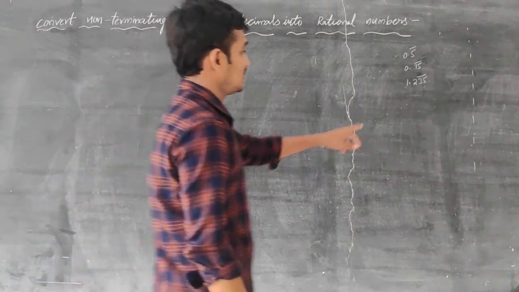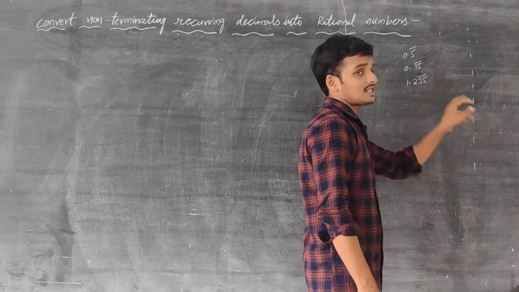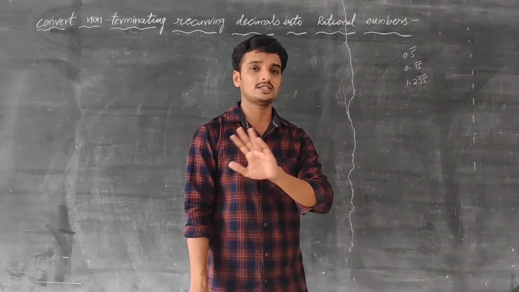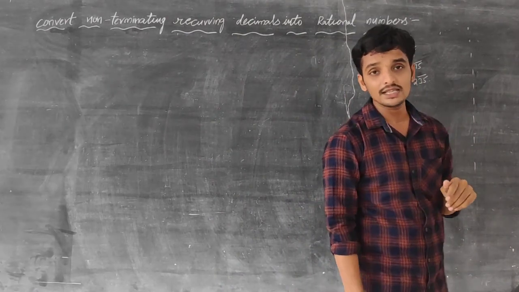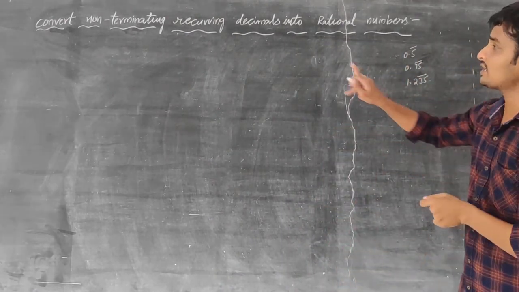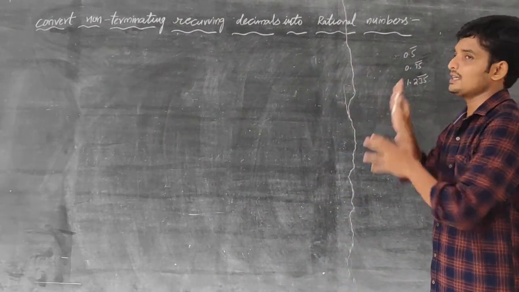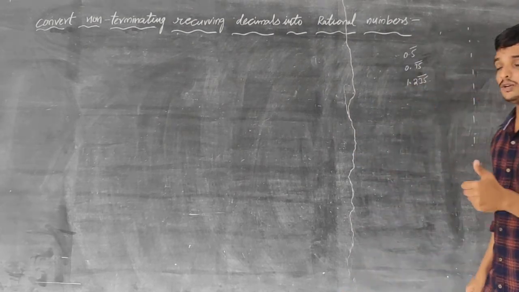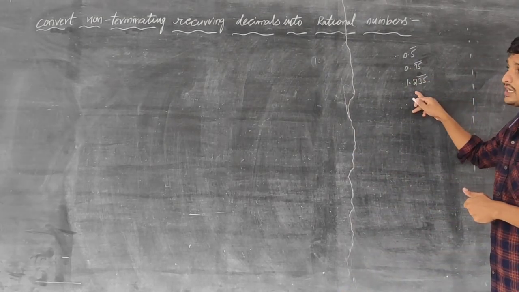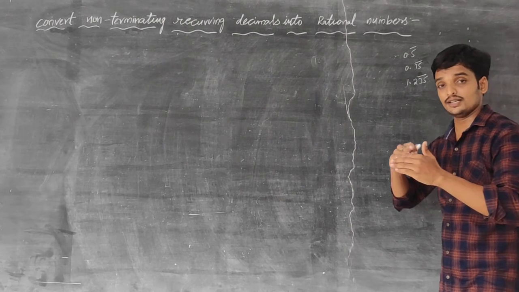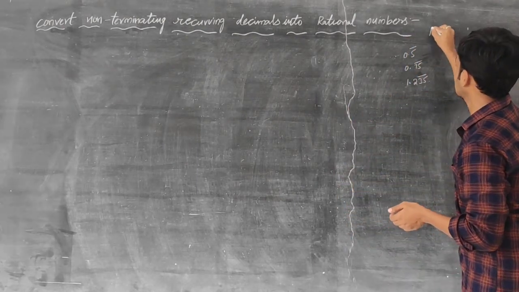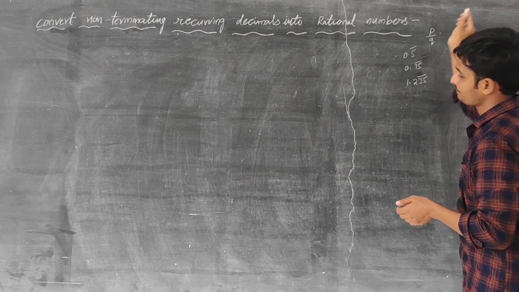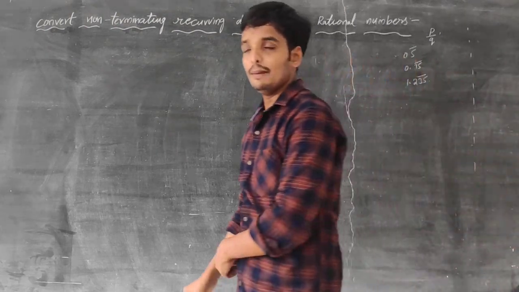Non-terminating means the digits in the decimal part do not stop, and the digits keep repeating. That's why they are called non-terminating recurring decimals. Now we are converting these into rational numbers. Rational number means we have to convert into P by Q form.